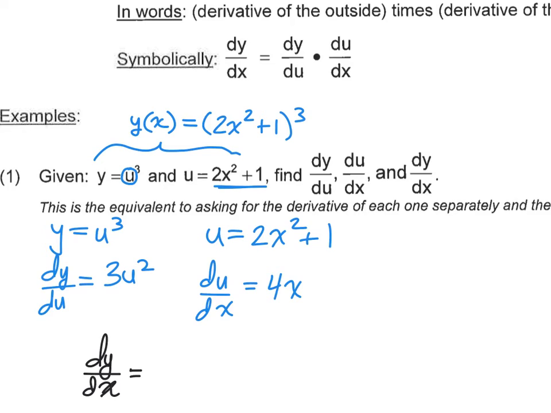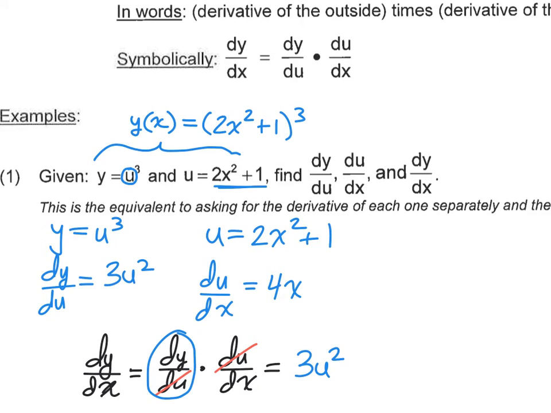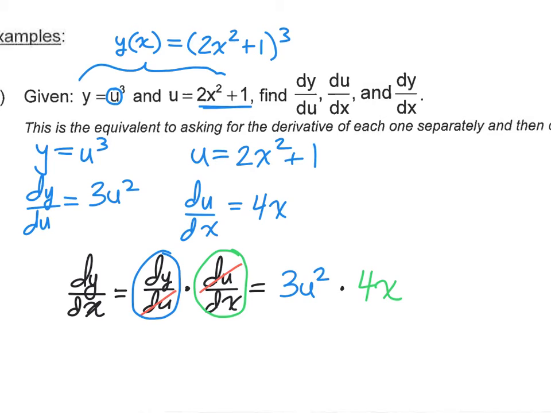dy dx can be found, and this is why the notation is so important. If I just take dy du and multiply it by du dx, what happens? The du's cancel, and you get dy over dx. So what we're going to do is take our dy du, which is 3u squared, and multiply it by du dx, which is 4x. All right, now that's not our final answer because my derivative dy dx should be in terms exclusively of x.